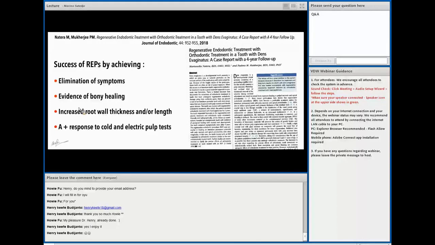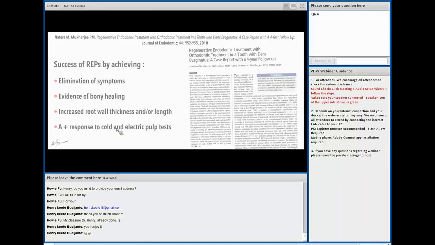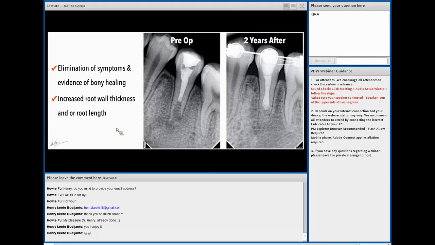So what is the criteria of success of this regeneration protocol? Usually, researchers indicate the four criteria for success. First, definitely we have elimination of symptoms. Second, we have evidence of bone healing. It means the lesion is healing. Number three, we have evidence of increasing of root wall thickness and also length. And fourth, sometimes we will have a positive response back again with the electronic pulp tester. So we don't need to achieve all those four, but by achieving more than one sign of success, we can say that the success is there.